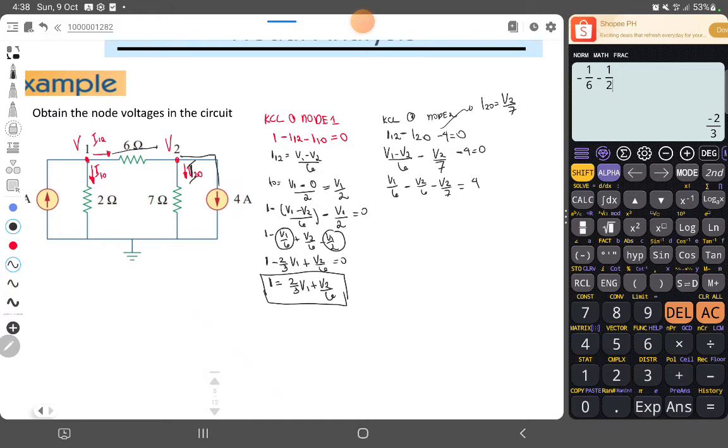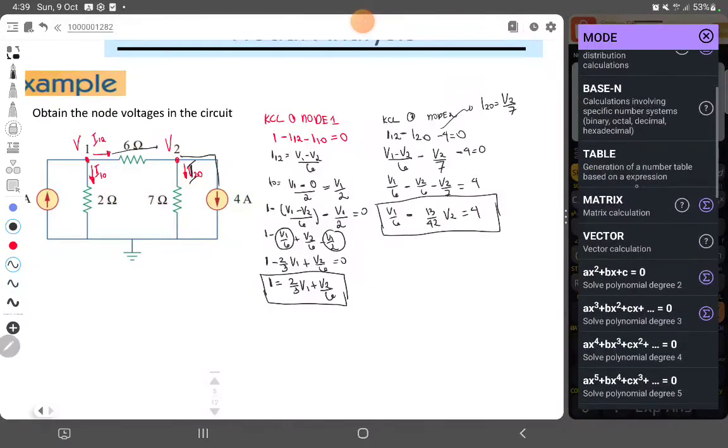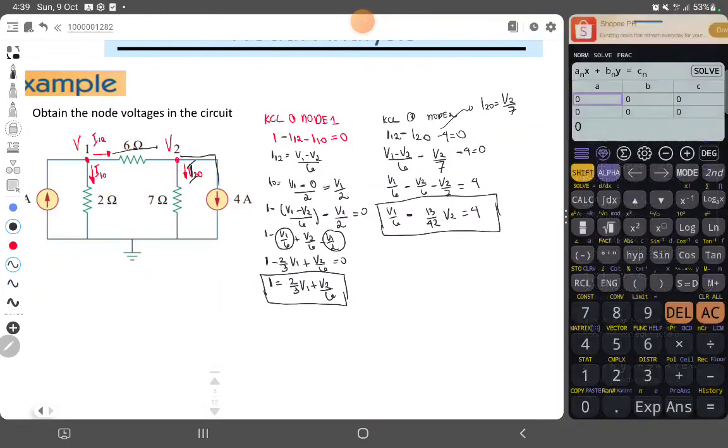So 1 over 6. Using my calculator, I have 1 over 6 plus 1 over 7. I have V1 over 6 minus 13 over 42 V2 is equal to 4. So therefore, this will be our equation. As I have said, you can mathematically solve for these two unknowns, but I prefer to use my calculator to show you that you can use our calculator in solving that.